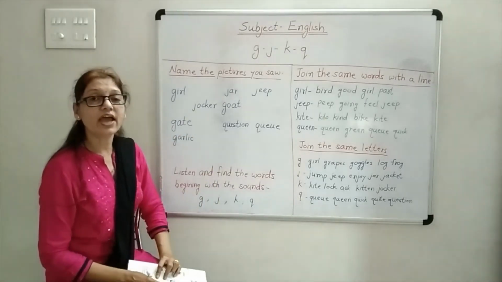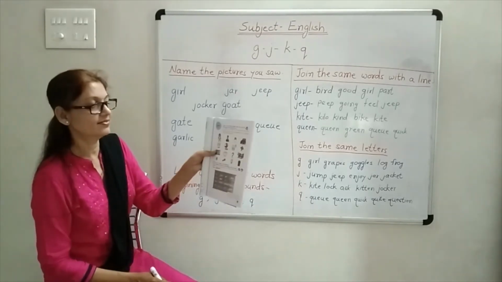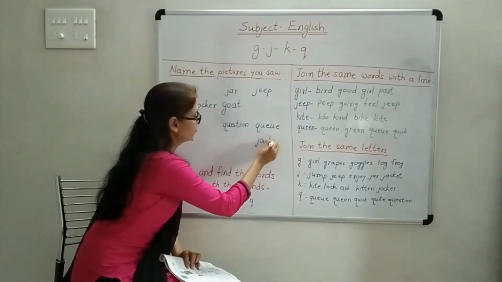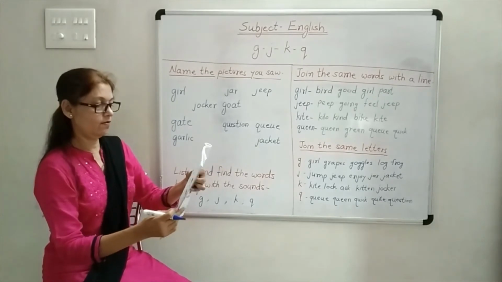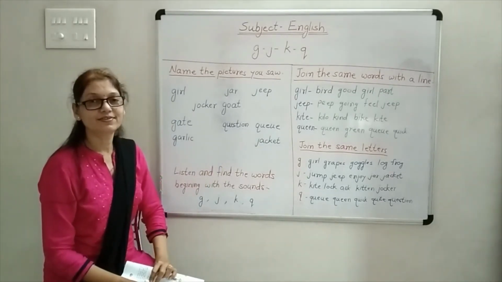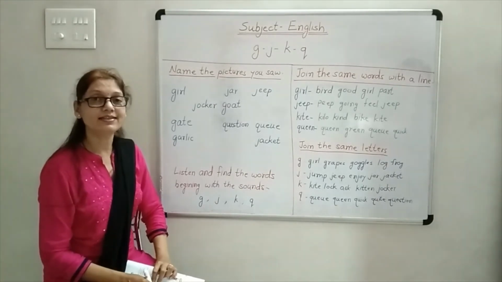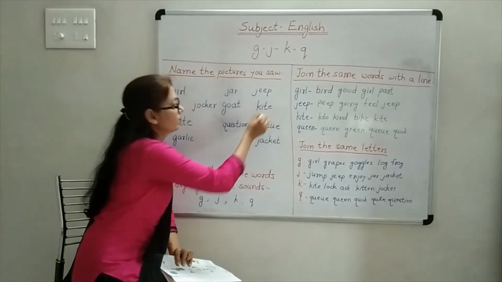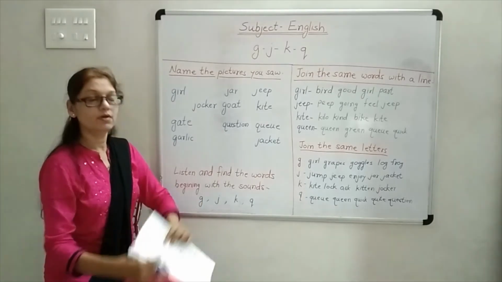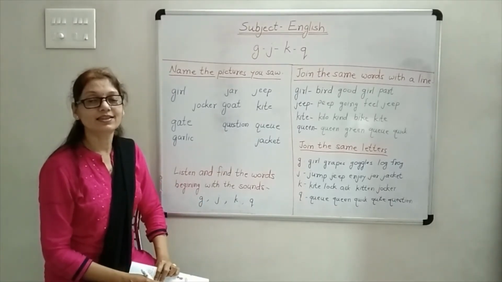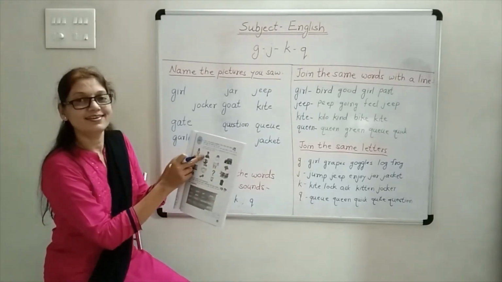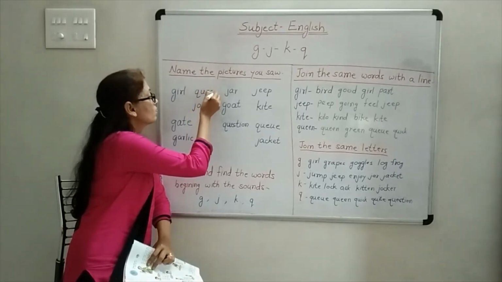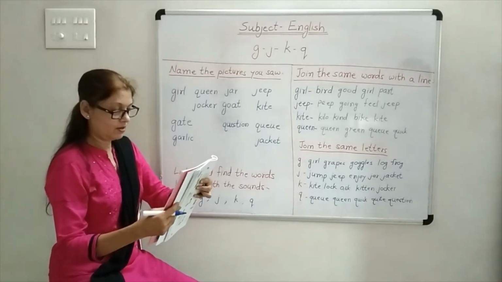Now jacket. Where is jacket? This is a jacket. Now find out kite in your book. Where is kite? Here it is. Kite. Now tell me where is a queen. Here it is. Queen. म्हणजे राणी. Now tell me key.